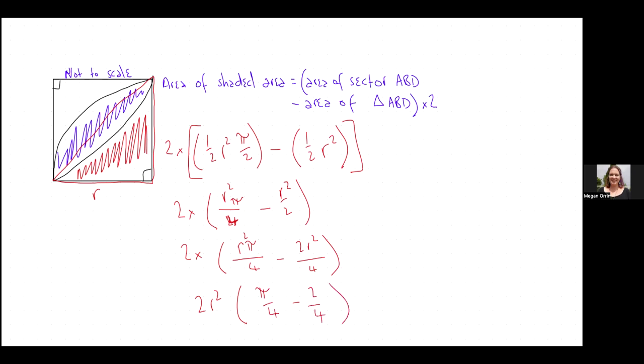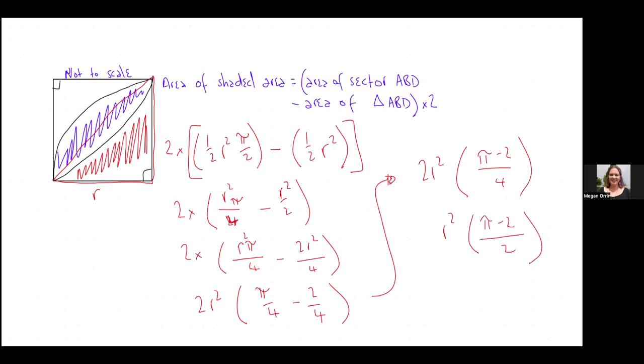So then I have 2r squared, and then pi minus 2 over 4, which if I simplify everything out, I can divide everything by 2, so I get r squared times pi minus 2 over 2. Or if you really want to write it like this, pi over 2 minus 1, same thing. Those are the same thing. Okay, that is question 1. So try and break things into smaller sections.